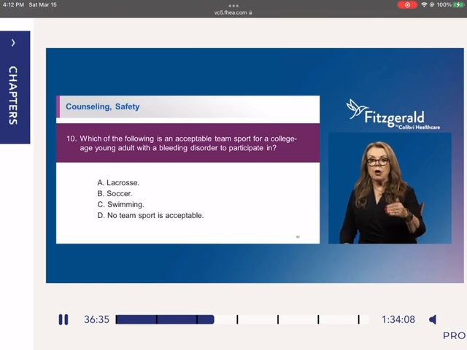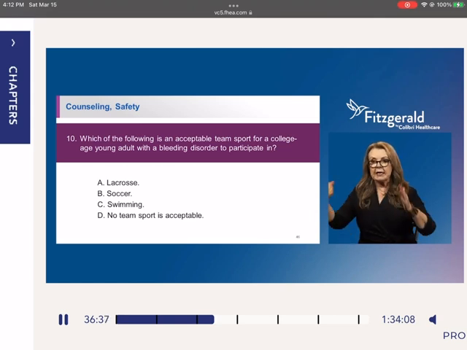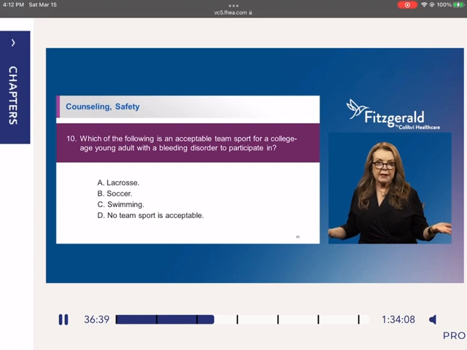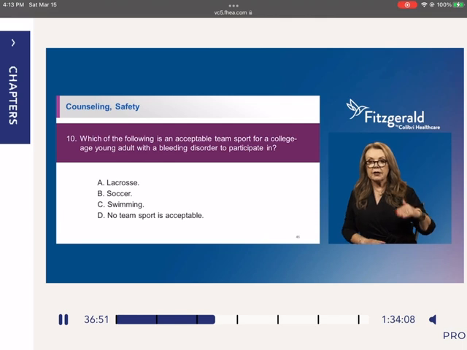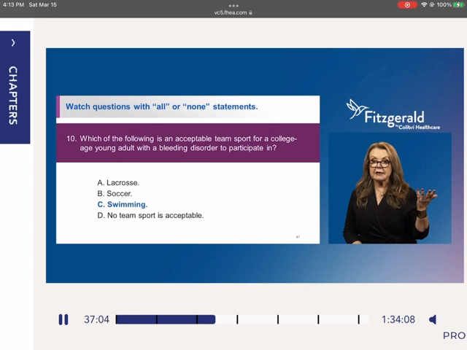Do we want this person to be banging in to other human beings while they're playing the sport? I don't know a whole lot about sports in general, but I do know with lacrosse and soccer, people bang into each other on a regular basis. I would get rid of those two as options. Swimming, low contact, easy on the joints, correct? Okay. Swimming is the best answer.